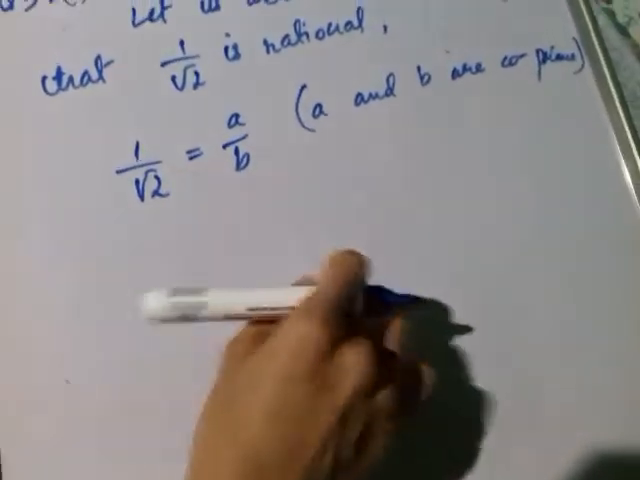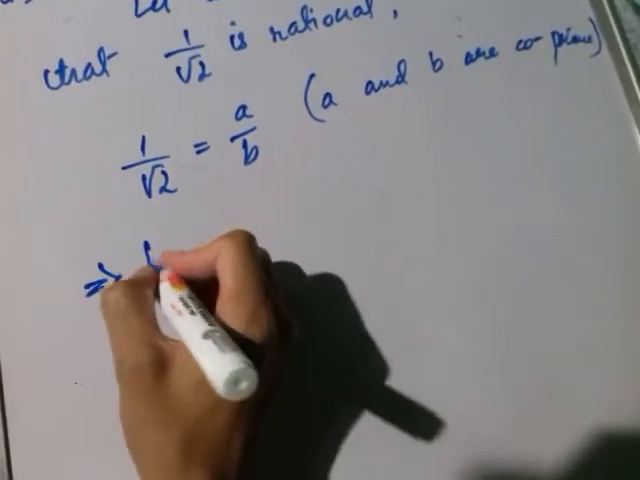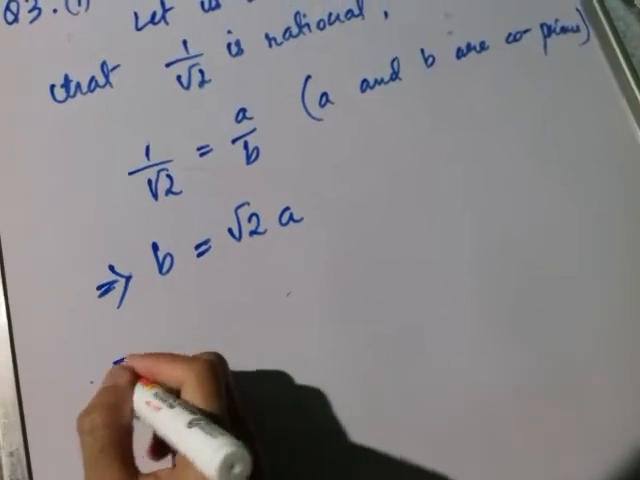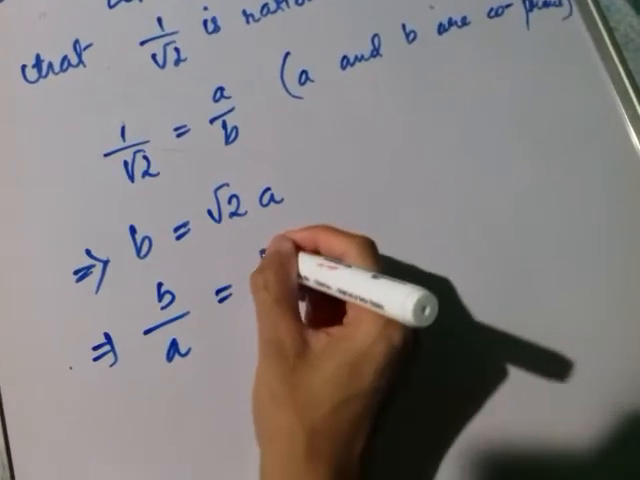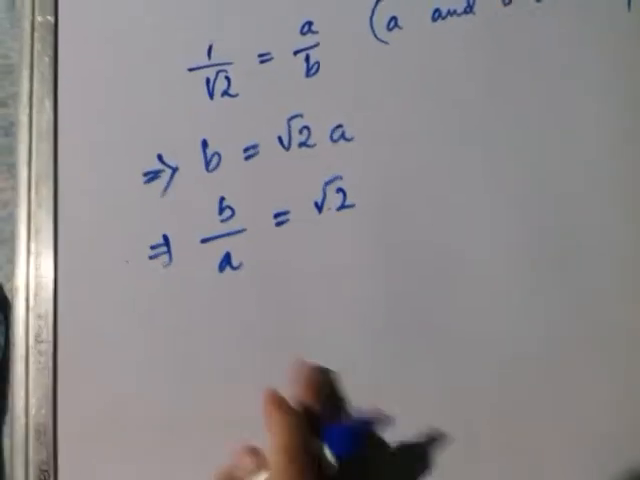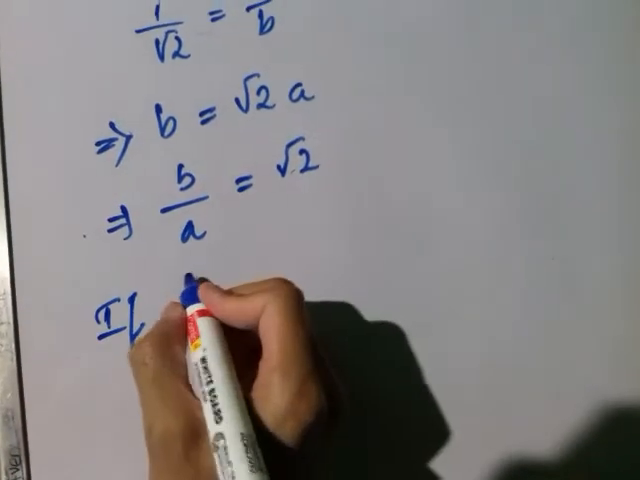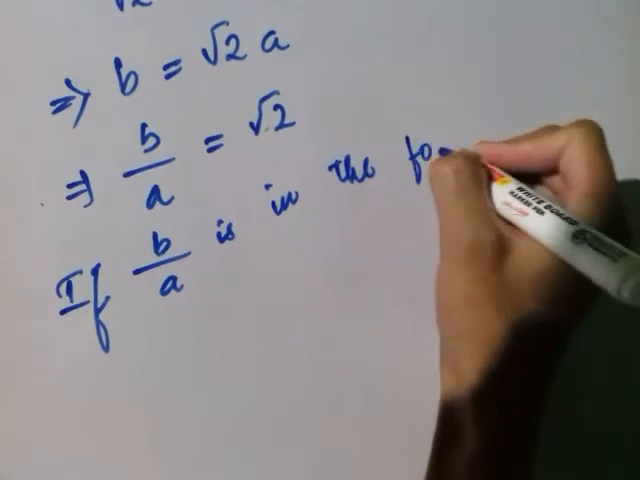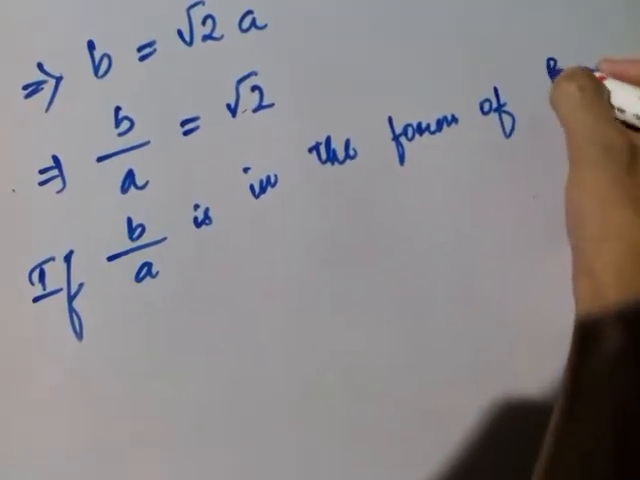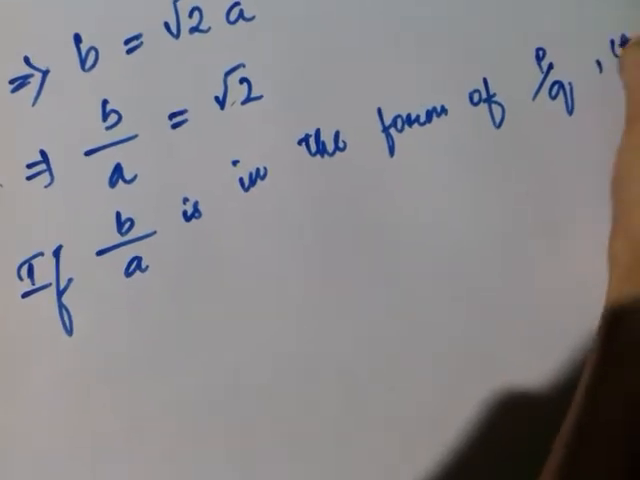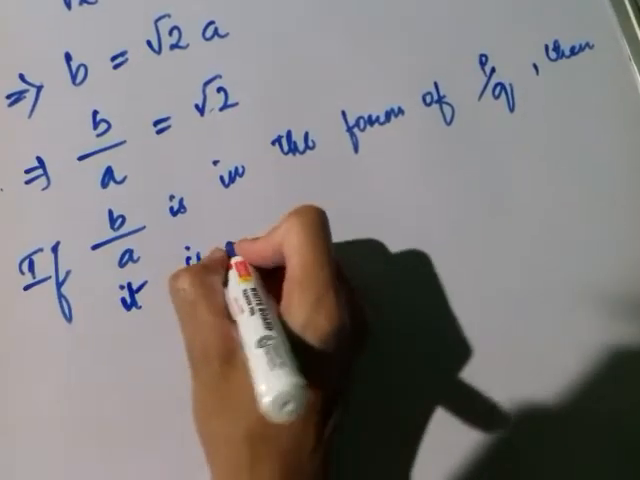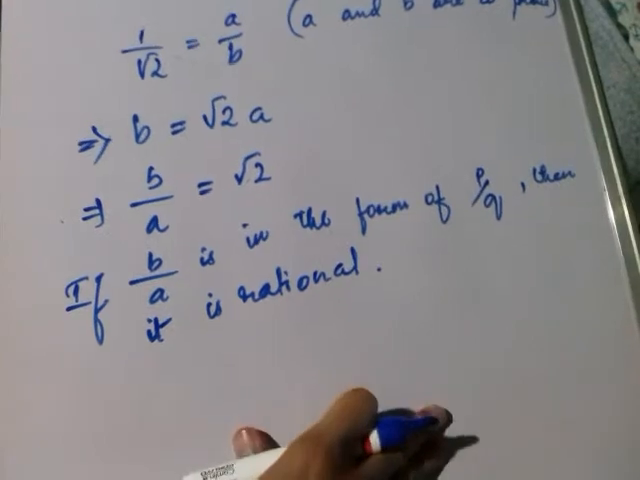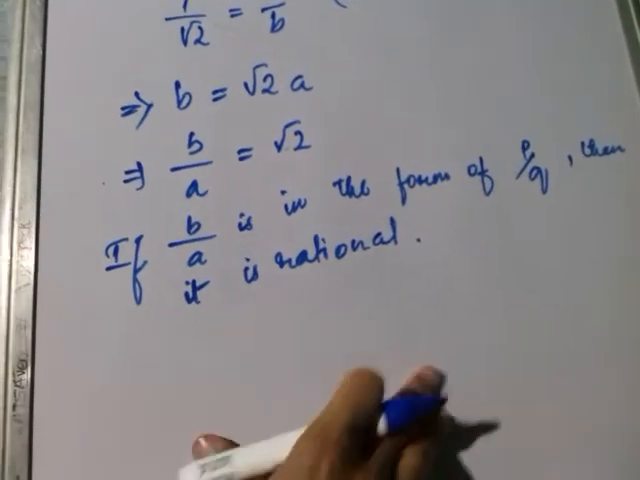Okay, so this will be cross multiplied. How will you write here? b equals root 2 a. That means b into 1, b equals root 2 a. Yes or no? So after that it will be b by a equals root 2. Okay, b by a equals root 2. And you will write here: if b by a is in the form of p by q, then it is rational. I have already told you that if it is in the form of p by q, then it will be rational, but if it is not in the form of p by q, then it will be irrational.